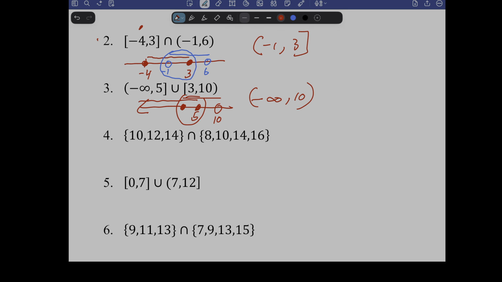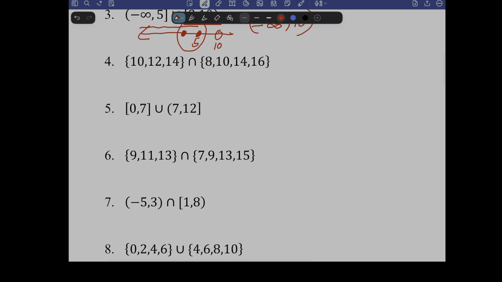Again, writing the number lines does help. Now this next one is just a set of numbers, and it's an intersection. So we're looking for it to be written twice. So 10, does he have a friend? It's right there, okay? Now we have 12. Does 12 have a friend? No. Does 14 have a friend? Yeah, he does, right there. Okay, now I'm out of numbers on the left, so I can't have any more intersection, and that's my answer.